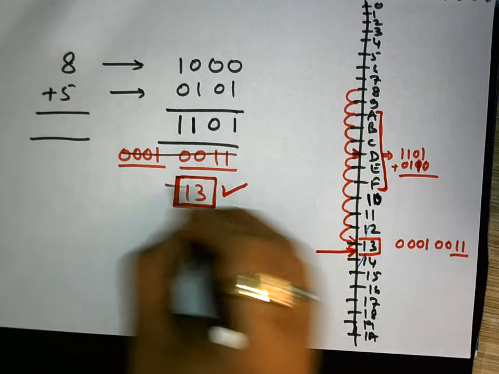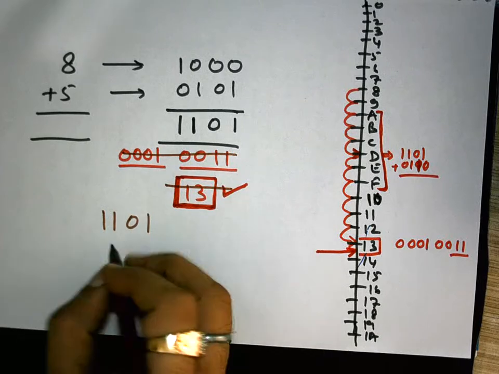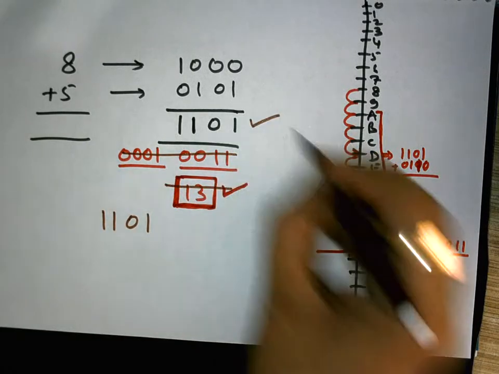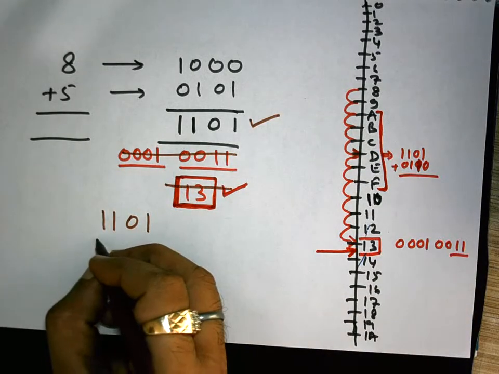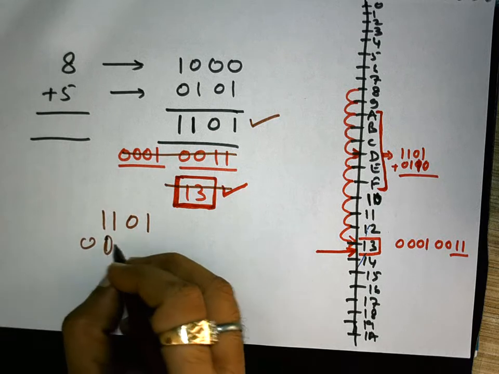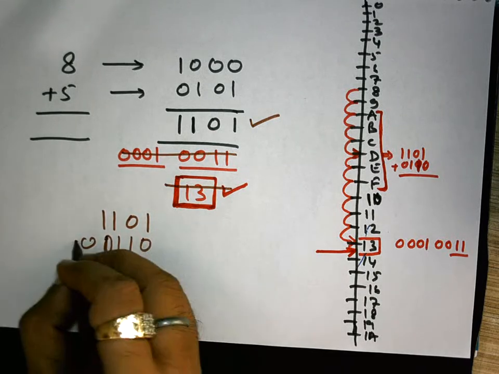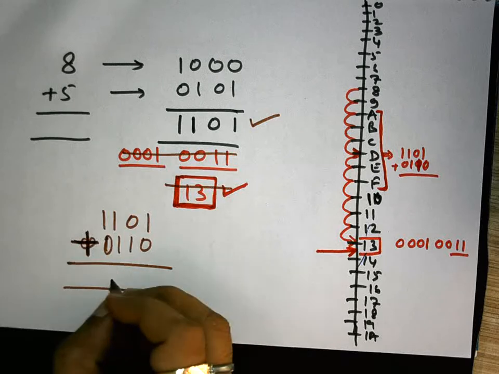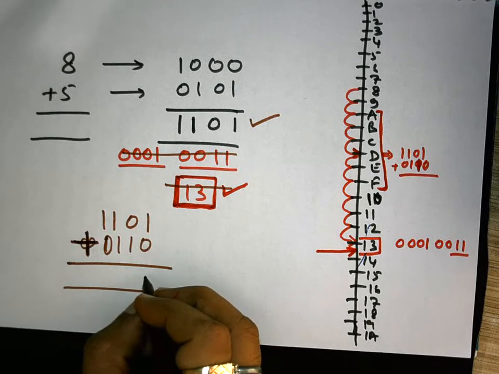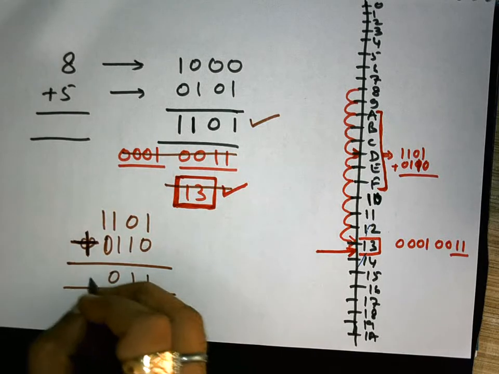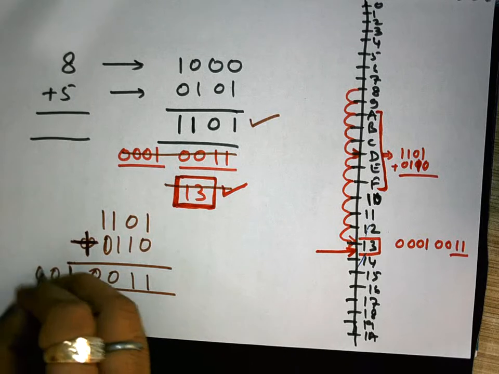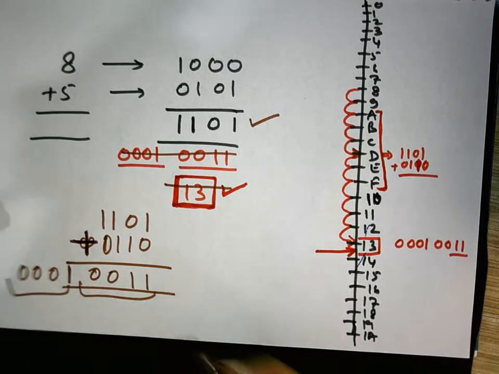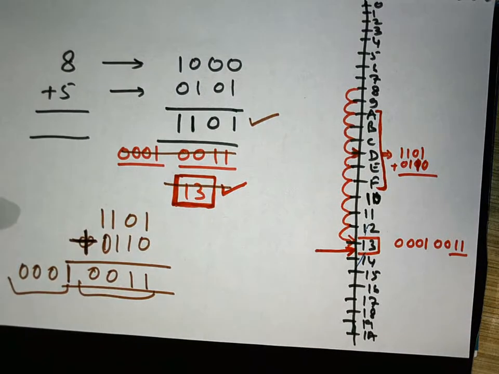So what we do, in fact 1101 that was obtained inside this calculator, we add 0110 to it to get our perfect required result. So this way it gives us 1 0 0 1 1, which in turn is 13, which was our desired result. So this way we perform BCD addition.